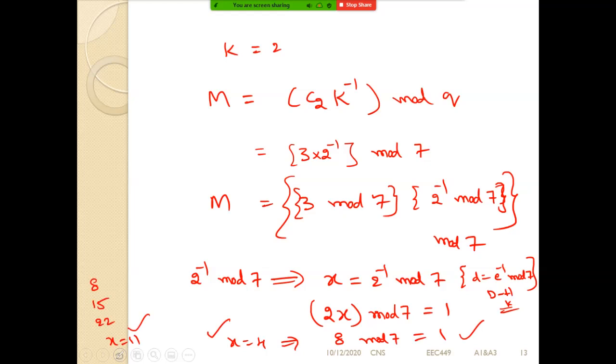But can we use x is equal to 11? No, because it's greater than Q. Yeah. So we can use x is equal to 4. So that means this 2 inverse mod 7, the answer is what? 4. Got the point here? 2 inverse mod 7 will give the answer as 4. Yes, sir. So not 1, it is an x value.